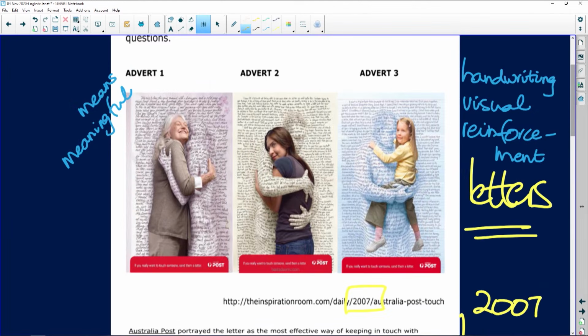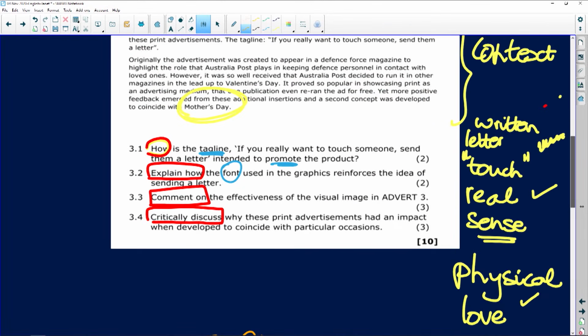The advert is intended to make me want to write a letter to somebody so that a child, for example, can feel warm and supported and cared about. And that visual makes me think, wow, if I wrote a letter, the child in my life would feel cared about, supported, held, comforted. Okay, so that's what you're looking at when you're looking at effectiveness.